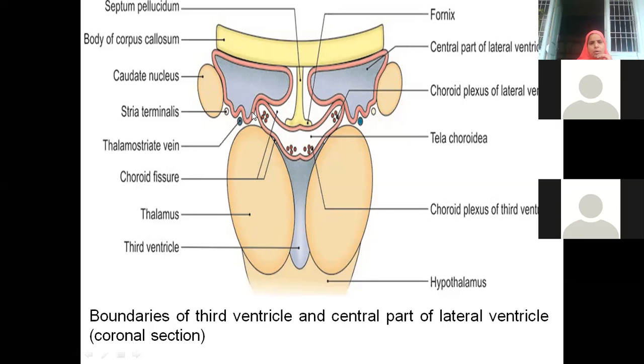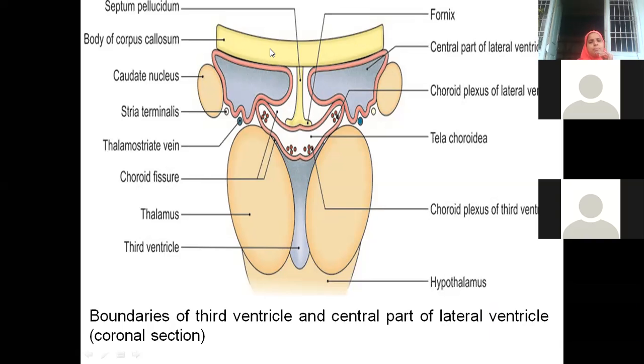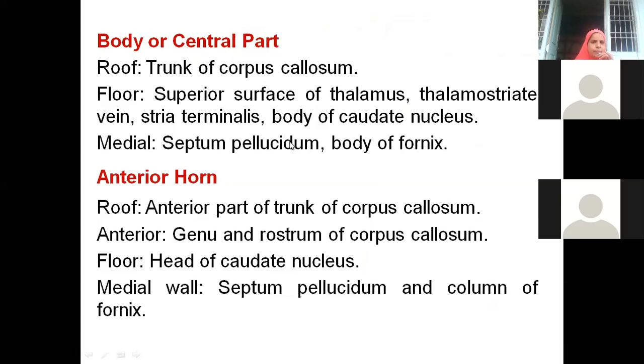You should know this clearly. By looking at this picture, we are able to make 4 boundaries: roof, floor, medial, lateral. Roof is nothing but the body of corpus callosum. Floor: stria terminalis and thalamostriate vein. Medially, septum pellucidum, and laterally, caudate nucleus.